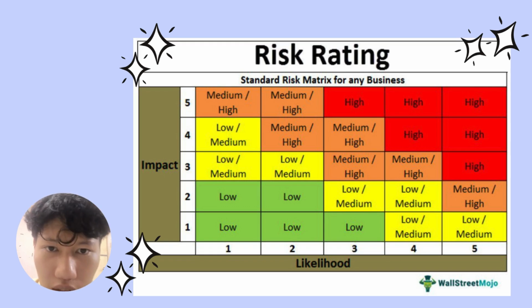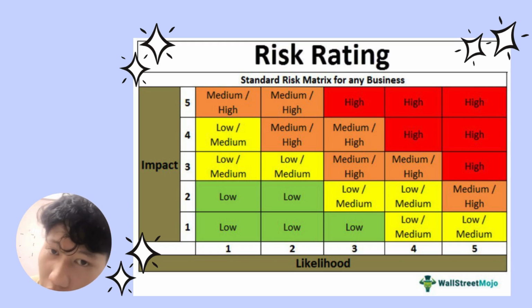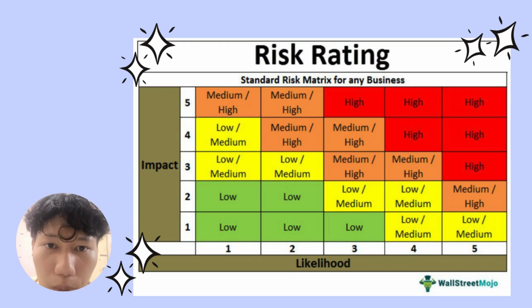So the matrix is divided into different zones, each representing a risk level. The first one is green. Green means low likelihood and low impact, minimal risk, often acceptable. The second is yellow, moderate risk, requiring monitoring.